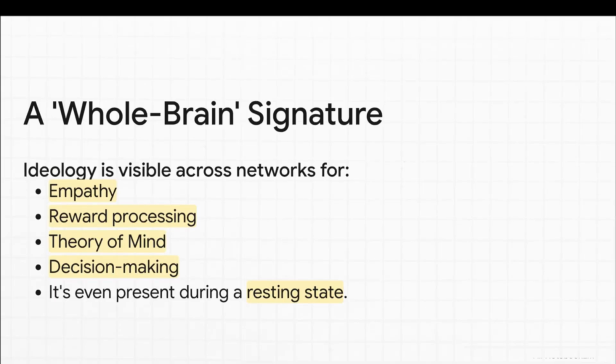So, this tells us that our political leanings aren't just some casual opinion. They seem to be etched into the very fabric of our brain's connectivity. They're reflected in these deep neural networks that manage how we feel empathy, how we process rewards, how we guess what other people are thinking. Our politics, in a very real way, reflect who we are at a fundamental neurobiological level.